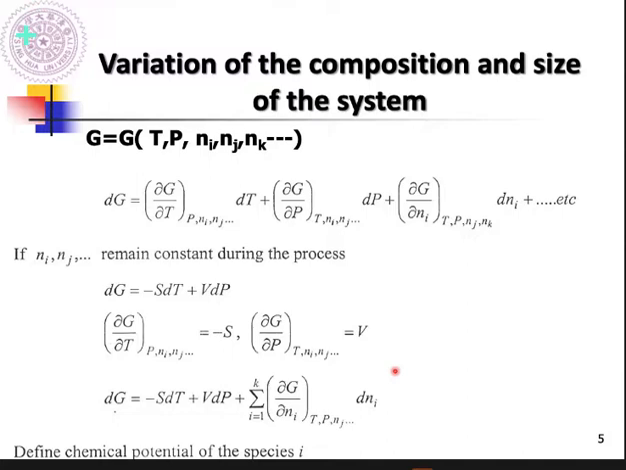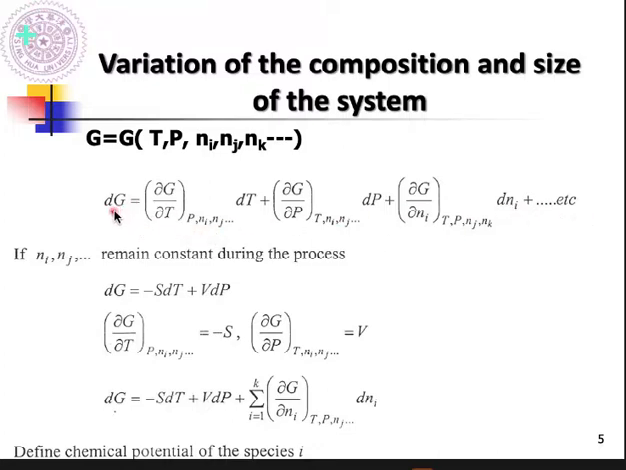So this slide just shows you the variation: if our system has some variations of composition and size, what can we do here? We take the Gibbs free energy as an example. The energy state function, Gibbs free energy, depends on temperature, pressure, and different kinds of atoms. That means when you change the temperature, pressure, or composition in your system, then the Gibbs free energy, this state function, will change as well.